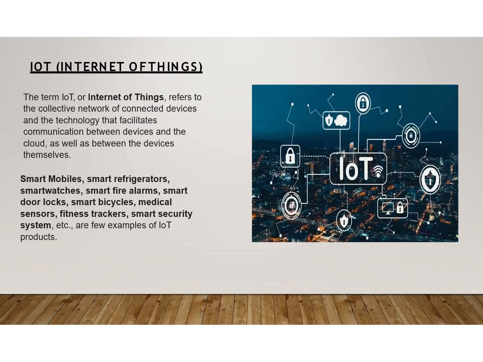The term IoT, Internet of Things, refers to the collective network of connected devices and the technology that facilitates communication between the devices and the cloud, as well as between the devices themselves. When we hear the word IoT, the first examples that come to mind are smart mobiles, smart refrigerators, smart watches, smart door locks, bicycles, or digital things. These are a few examples of IoT products.